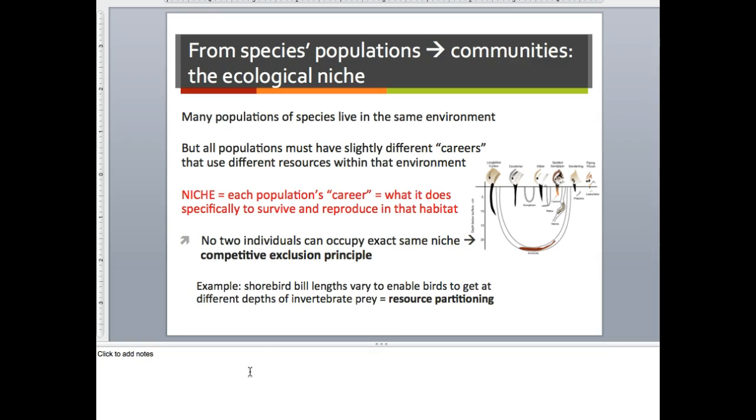So in the case of these shorebirds over here on the right side of the screen, you can see that each bird has a slightly different bill length, and that enables them to get at a different source of invertebrate prey than other birds. And so they're giving themselves the maximum opportunity to differentiate themselves in terms of prey food sources, and we call that resource partitioning, so that they are partitioning the available resources into slots that each different species can occupy and therefore specialize in, and hopefully remain competitively viable.